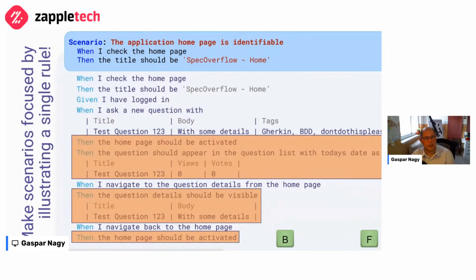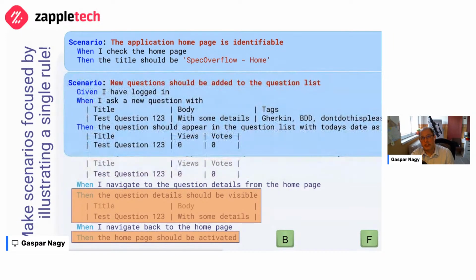Maybe you have a better take. That could be one option. Again, now we could move on to the next one. The next one, as you see, is verifying whether the homepage is somehow activated and the question that you just asked is appearing on that homepage. Probably the rule behind that was that new questions should be added to the question list. That's what we wanted to ensure.